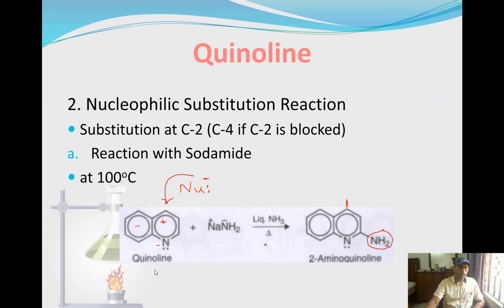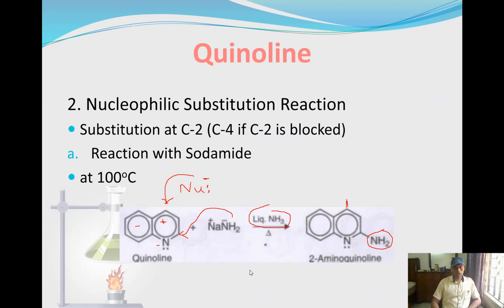As an example, here is the reaction with sodamide at 100 degrees centigrade in the presence of liquid ammonia. In the presence of liquid ammonia, you're going to get the substitution at position number 2. So you're going to get 2-aminoquinoline as the product. That is a nucleophilic substitution reaction.